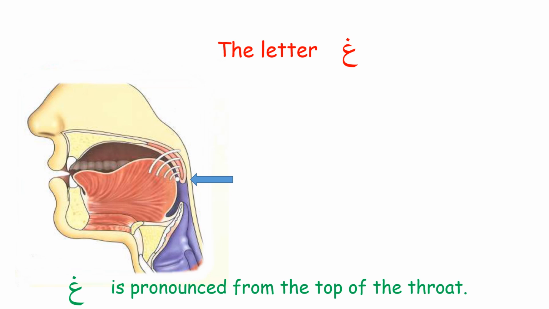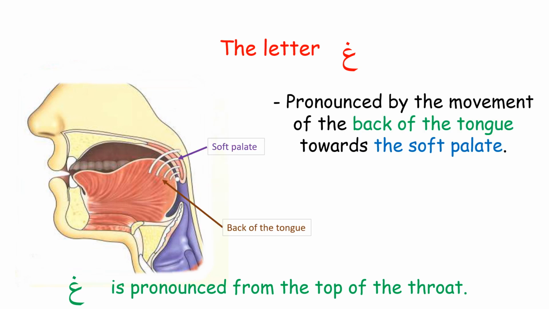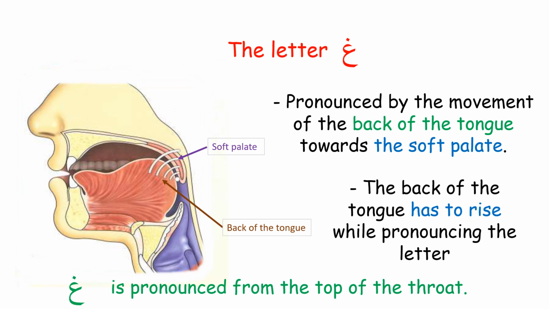That's on one hand. On the other hand, if you pay close attention, you will also notice that the position of the back of the tongue is slightly different in this picture. The reason why: the letter غين emerges by the movement of the furthest back of the tongue towards the soft palate, which is located right on top of the uvula, which means that the back of the tongue has to rise in order to pronounce the letter غين. So again, the letter غين is pronounced from the top of the throat.